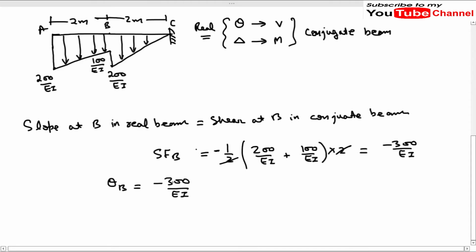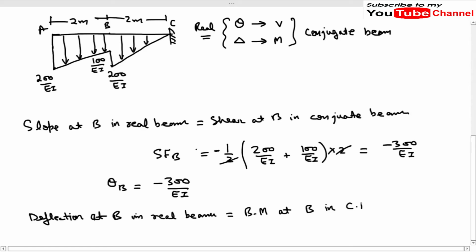Now what is the direction of that slope, we will see later. Right now we are just finding out the values. Now, what will be the deflection at the point B? For deflection at B in the real beam, we have to find out the bending moment at B in its conjugate beam.